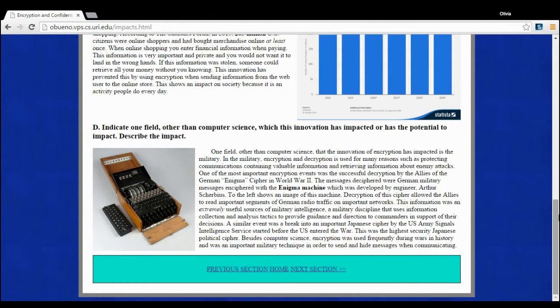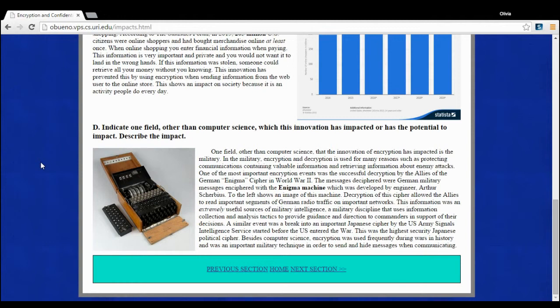The messages deciphered were German military messages enciphered with the Enigma machine, shown in this picture on the left. Decryption of this cipher allowed the Allies to read important segments of German radio traffic on important networks. This information was very useful as a source of military intelligence.